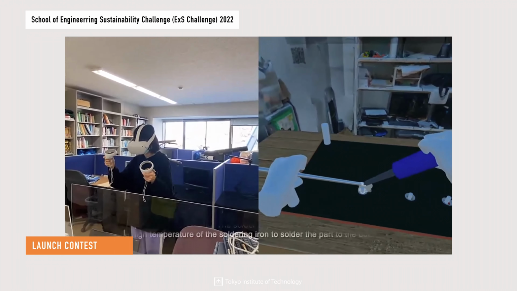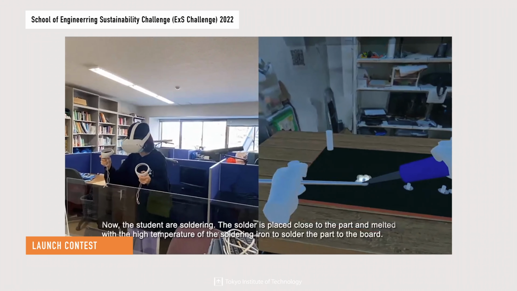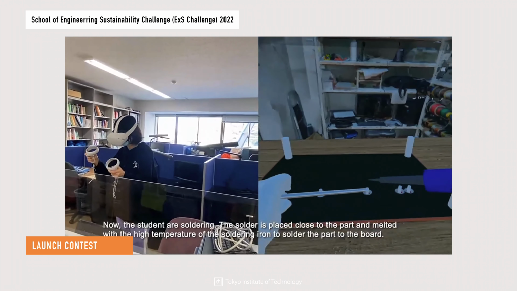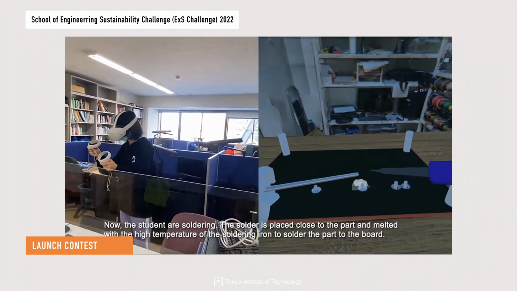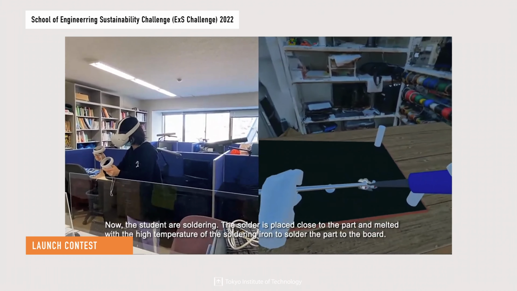Now, the students are soldering. The solder is placed close to the part and melted with the high temperature of the soldering iron to solder the part to the board.